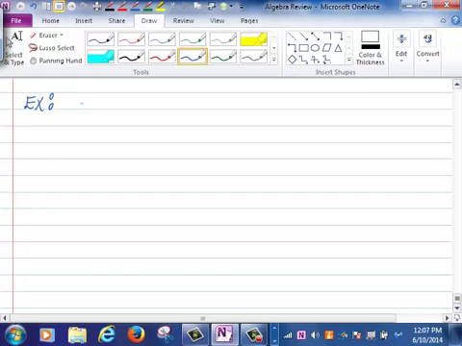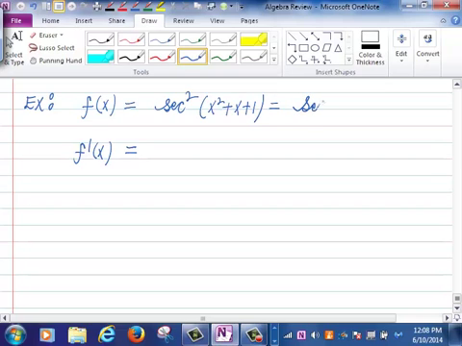Let's say I have the function f of x given by secant squared evaluated at x squared plus x plus 1. Okay. So what is f prime of x? You notice that this function means you have secant evaluated at x squared plus x plus 1, right? And then the whole thing is squared, right? That's what it means. So what's the derivative?